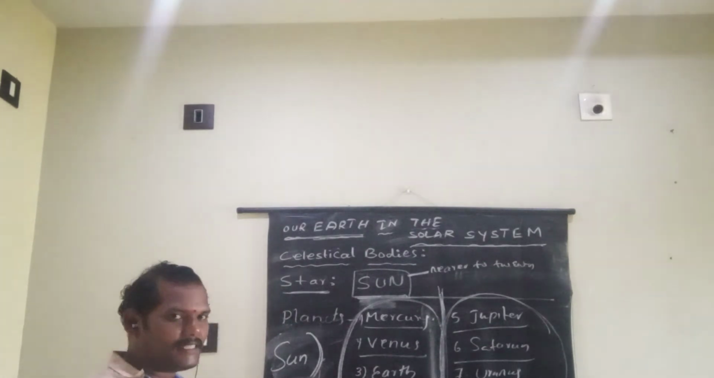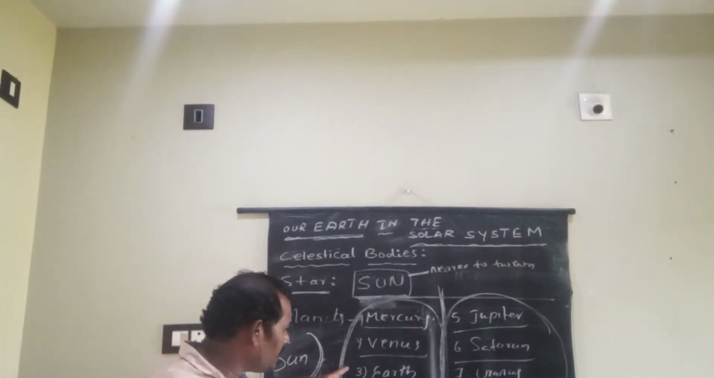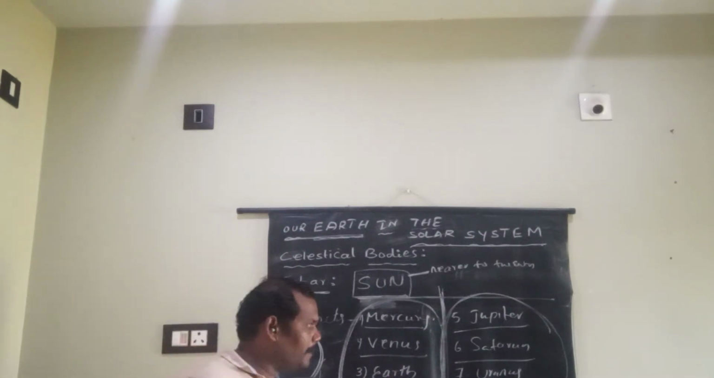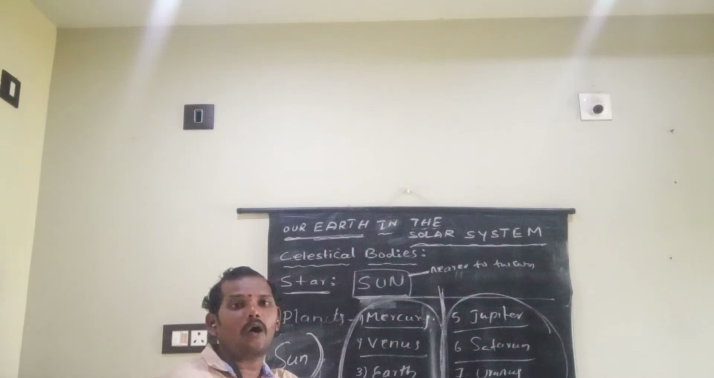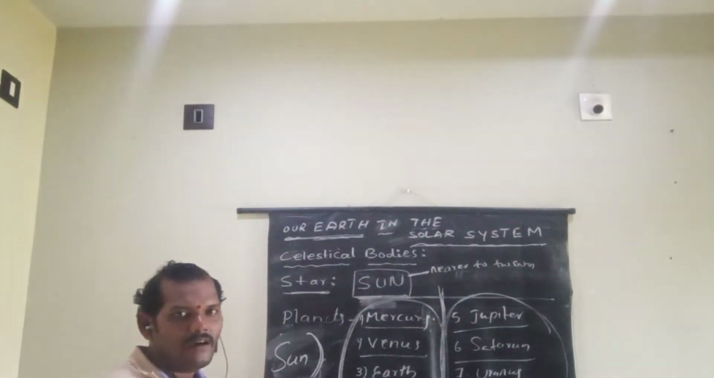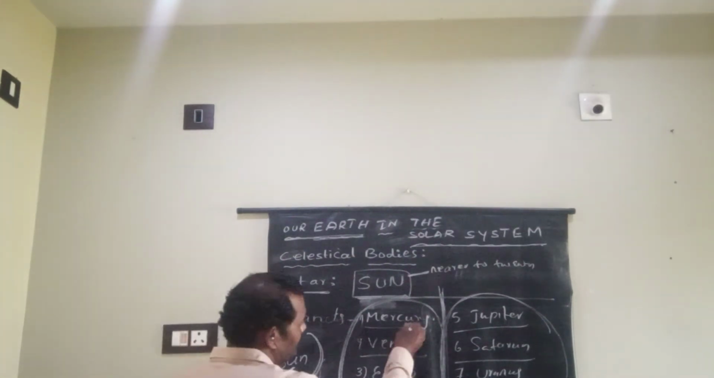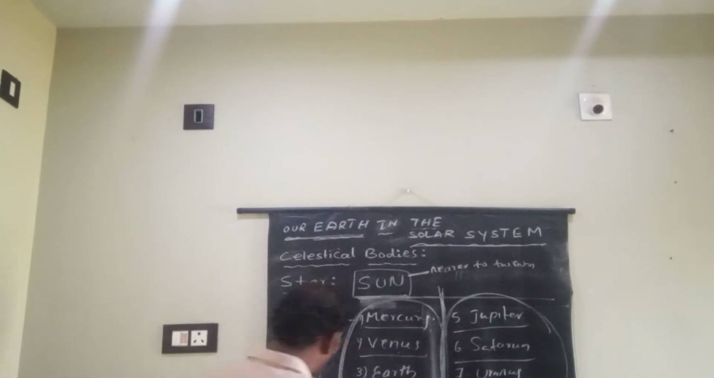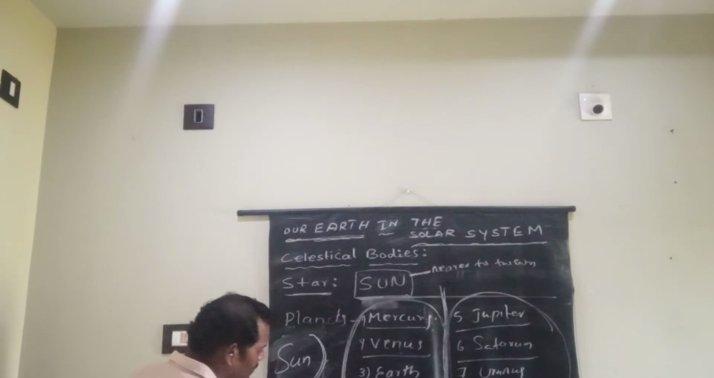What are the characteristics? First of all, very near to the sun. Second, in size and shape, the inner planets are less than the outer planets. How many inner planets? 4 planets: Mercury, Venus, Earth and Mars. That means the inner planets consist of rocks.